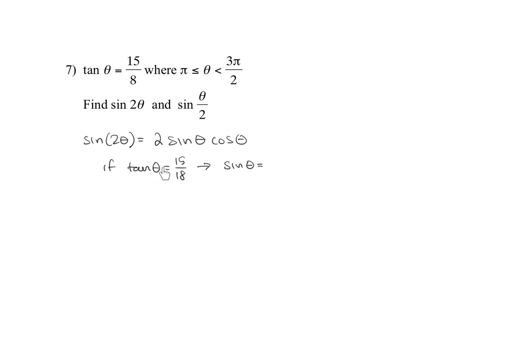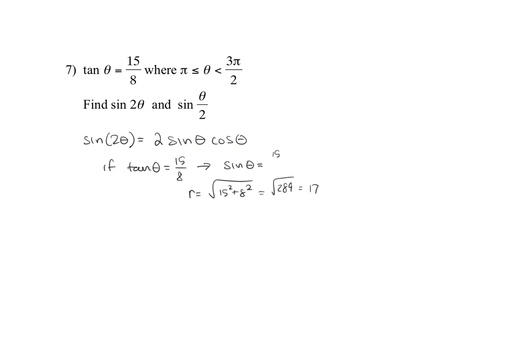so tangent of theta is y/x. So if this is y and that's x, then we need to find r. R is equal to, there's a little typo there, 15/8, not 15/18. There we go. So r is equal to the square root of x squared plus y squared. So if we add 15 squared to 8 squared into that square root, we get 17.